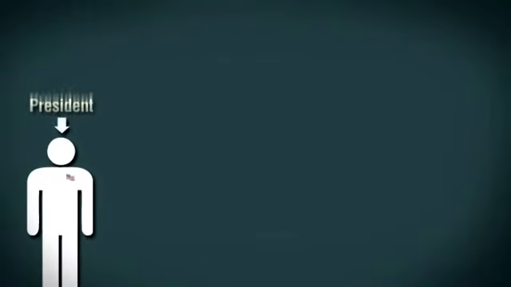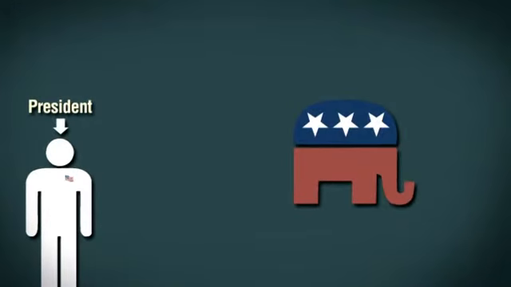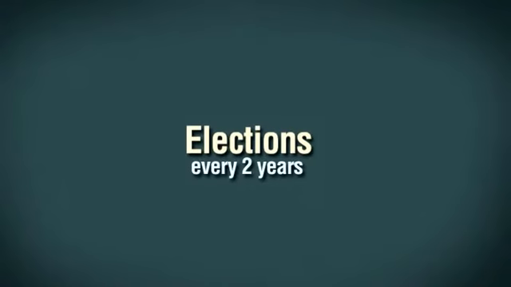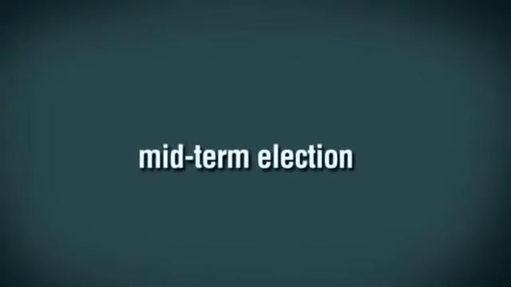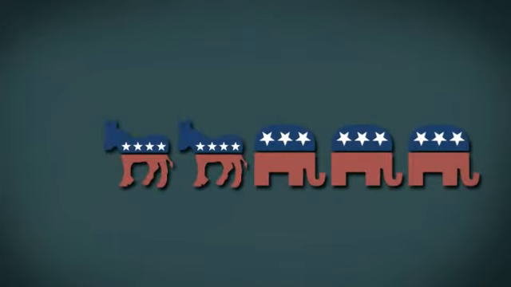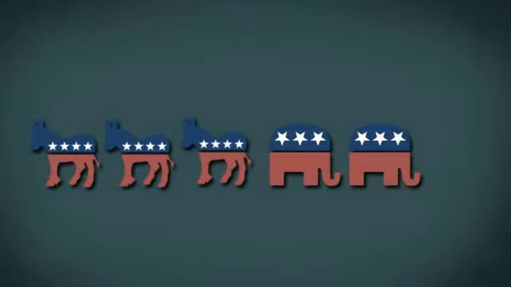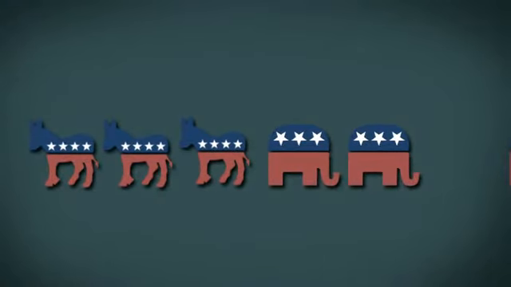The ideal situation for a president is that the House is controlled by their own party. However, with elections held every 2 years, there's always a midterm election in the middle of a president's time in office. If the public thinks that the president's not doing a great job, they can vote in more members of the opposition party, making it more difficult for the president to pass laws.